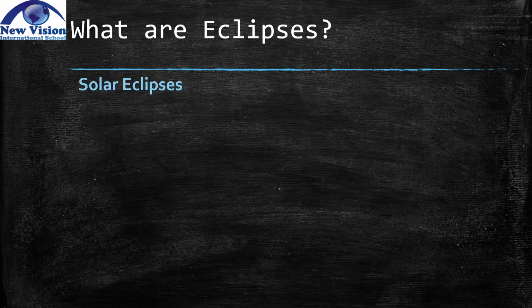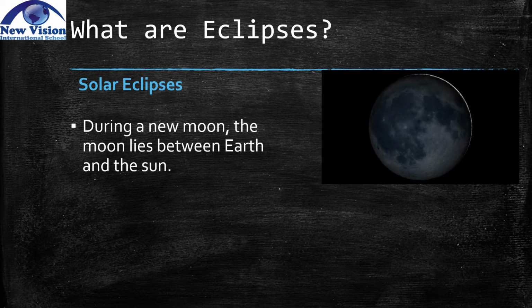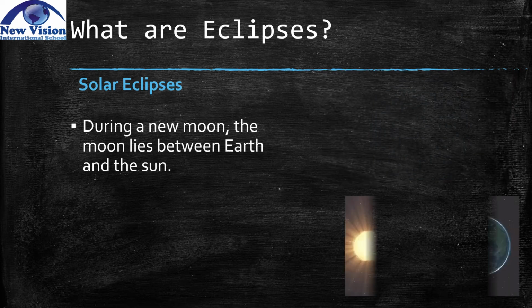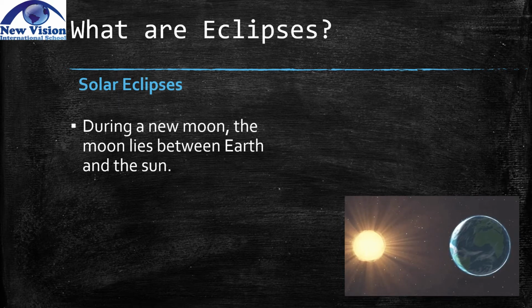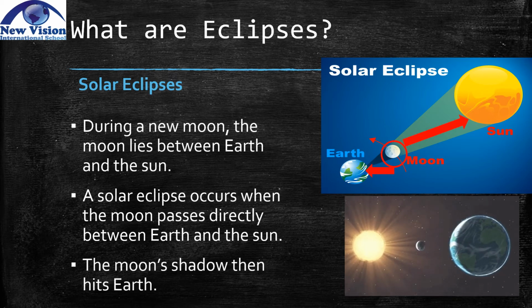Solar eclipses. During a new moon, the moon lies between Earth and the sun. A solar eclipse occurs when the moon passes directly between Earth and the sun. The moon's shadow hits the Earth.